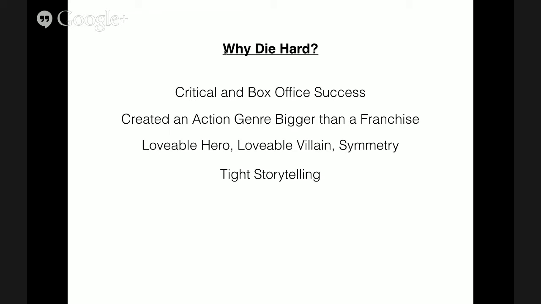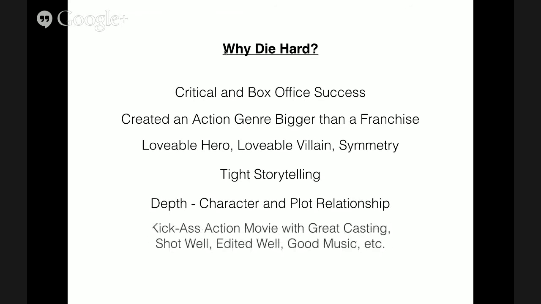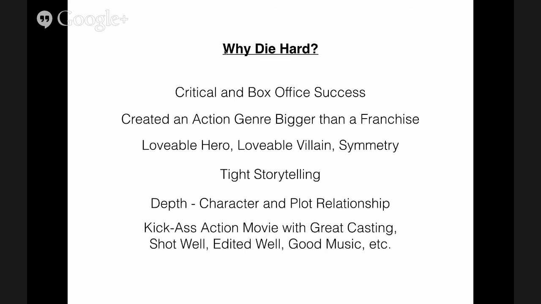It's tight storytelling. They tell you exactly what you need to know. Every scene, up to that first gunshot, is important, essential, and unless you pay attention to it, you lose a thread of certain aspects of it. There's depth. There's character. The character and plot relationship is so amazingly intertwined. That's where the magic of this movie really lies.